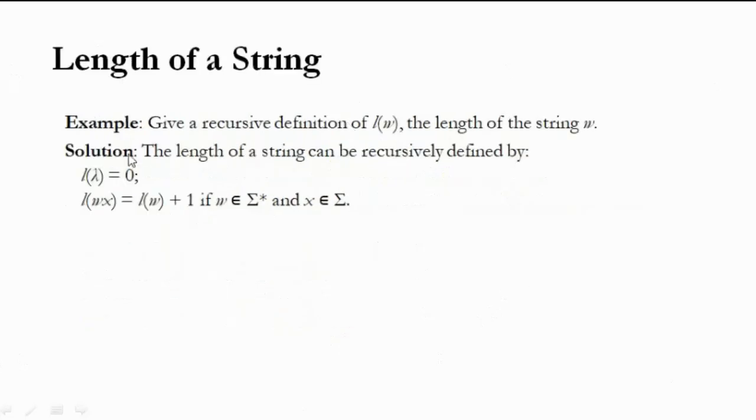Length of a string, given a recursive definition, length of w. Length of a string means you are supposed to start with the initial, that is null. Then you are supposed to count how many alphabets. So you take the first alphabet. If the alphabet is not null, then you count it as 1. Then take the next alphabet. If the second alphabet is not null, then you count it as 1, and you are supposed to add it with the previous value.